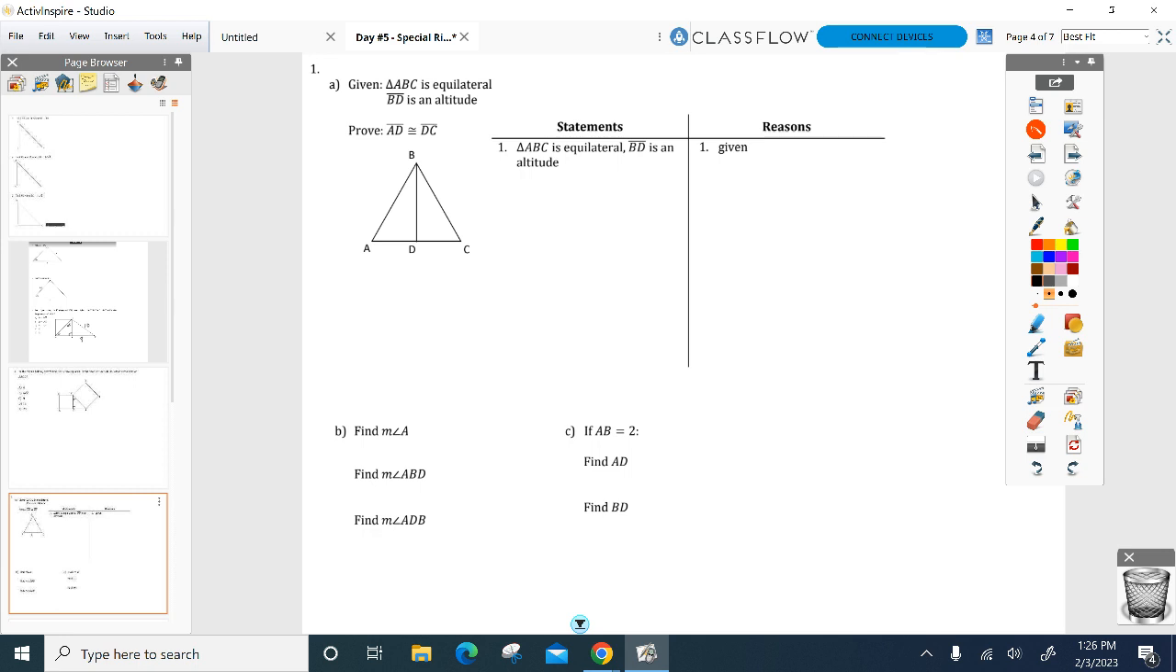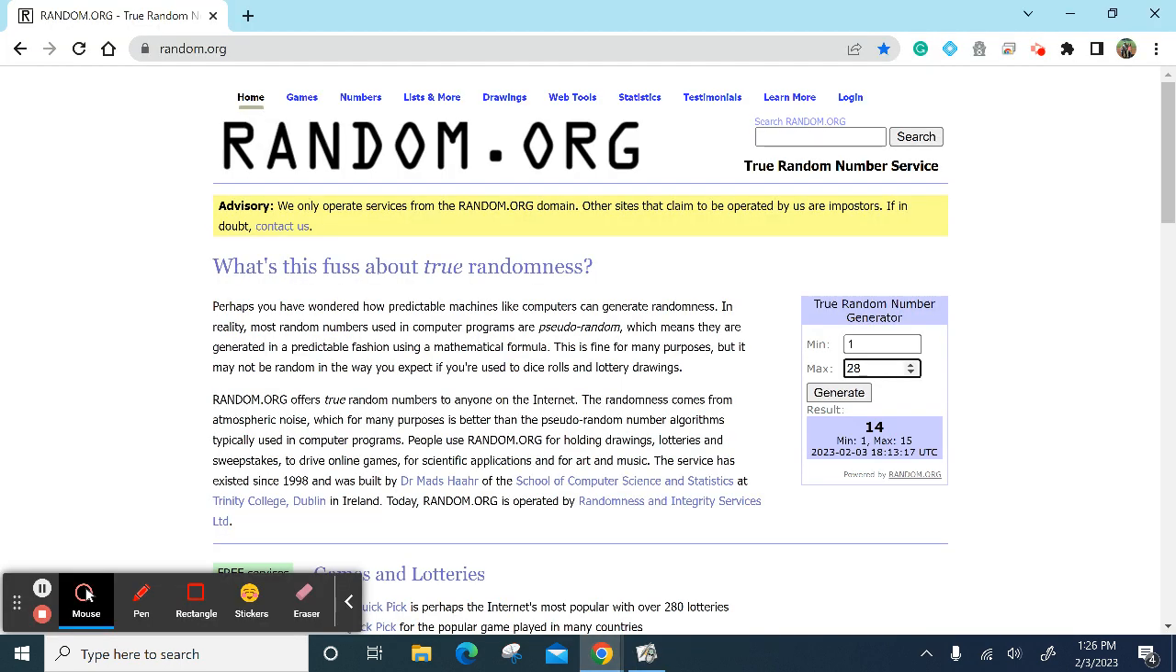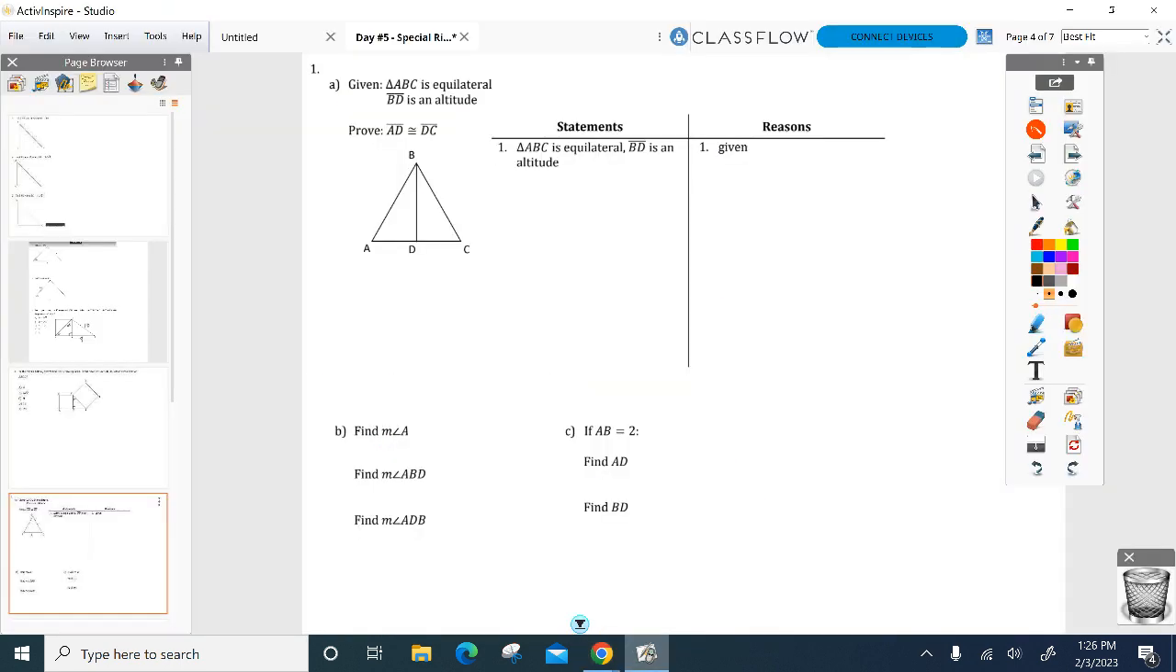Well, I'm not going to prove AD congruent to DC unless I know what first about the triangles they belong to. This is not a new proof either. I'm going to have to prove what first before I get AD and DC equal? The triangles. Yes, I need the triangles congruent so I can say CPCTC. So it's equilateral, BD's an altitude. Tell me anything you want right now about those two triangles. BD congruent to BD. Of course it is. Yep.